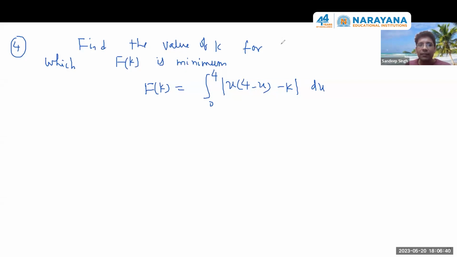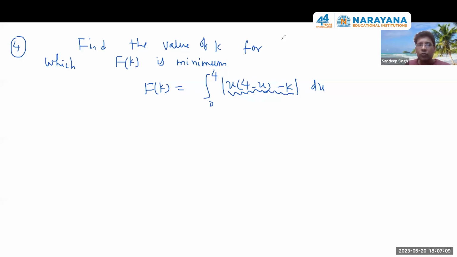First, tell me the method. Shrija is telling me 6. Now you can tell me all integers, something will work. Tell me how will you do it? Sir, first, opening the modulus function. Beta, but unless I know about K, I cannot open the modulus function. Can you tell me what does it represent? X into 4 minus X minus K.